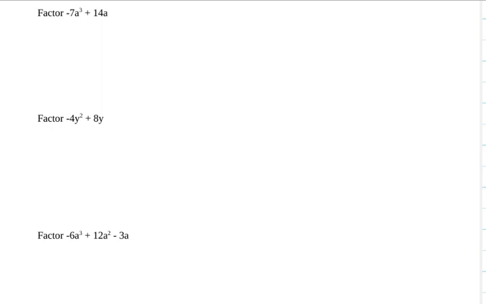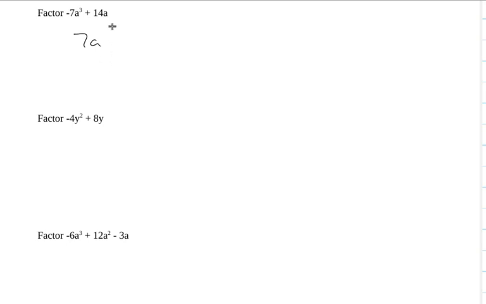Here are some more examples of factoring out the greatest common factor. So if we want to factor this one, if I'm just looking at 7a cubed and 14a, kind of ignoring the fact that there's a negative there, I would say that my GCF, my greatest common factor, is 7a.